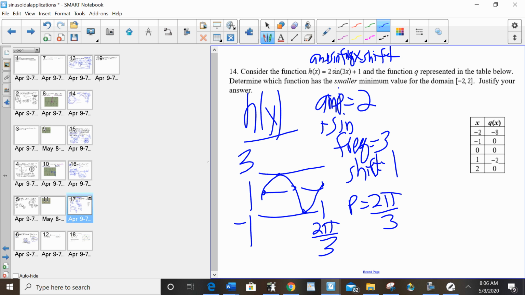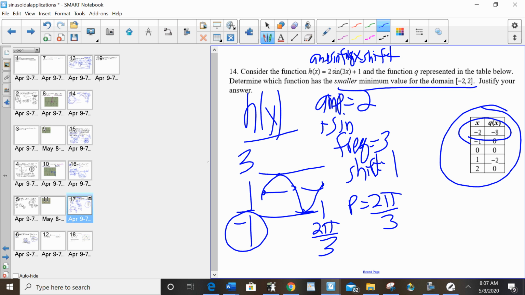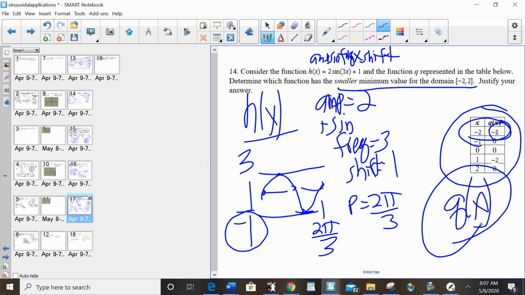Determine which function has the smaller minimum value from negative 2 to 2. Well, this thing goes on forever. The minimum value for this one is negative 1. What's the minimum value for this one? Well, negative 8 is the smallest value I see. Which one has a smaller minimum? Q of x, because negative 8 is a smaller minimum than negative 1. This, I think, was a pretty easy question, again, as long as you draw your little picture and understand how trig graphs work.